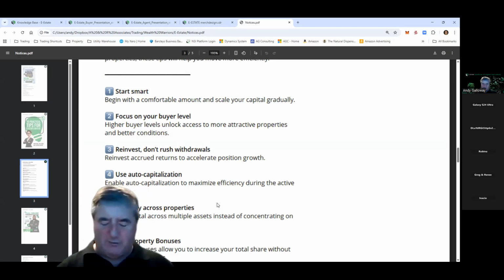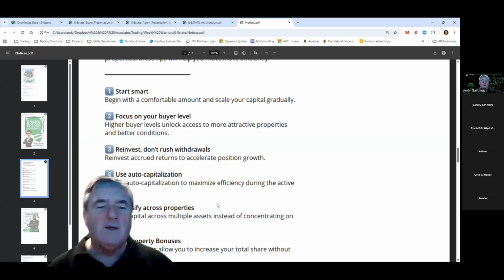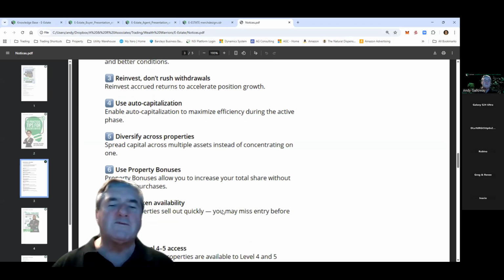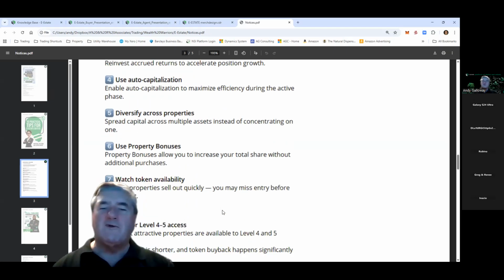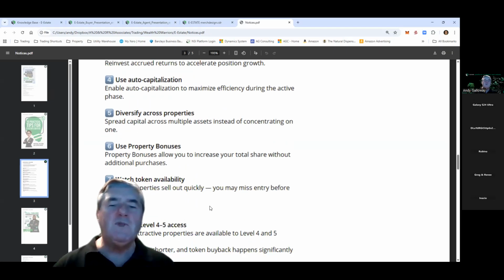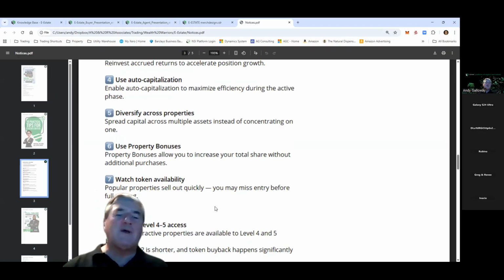I hesitate to give you advice. That's what I did. Number 5, diversify across properties. So have a few apartments, a few houses, a few villas, and so on. Number 6, use the bonuses. Property bonuses allow you to increase your total share without additional purchases.